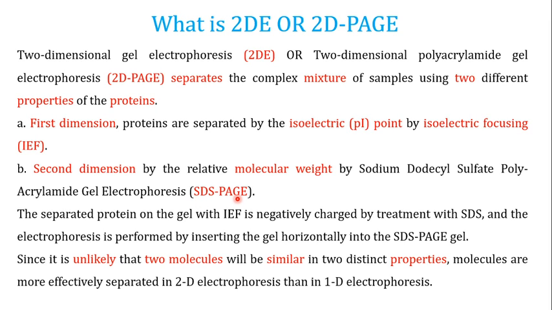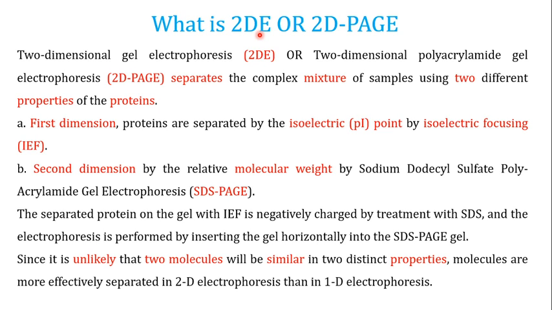So the second dimension of the 2DE is the SDS-PAGE, which actually separates the different proteins in the mixture based on differences in their molecular weight. So this is one reason why it is called two-dimensional gel electrophoresis.